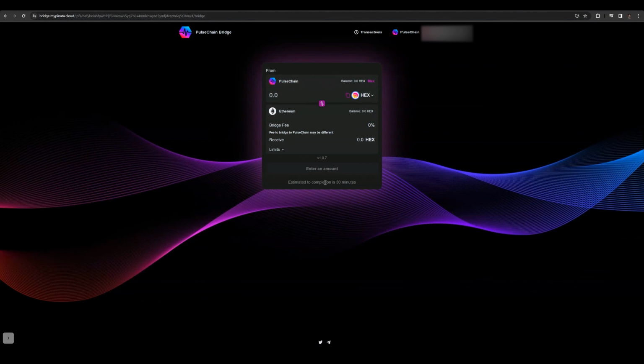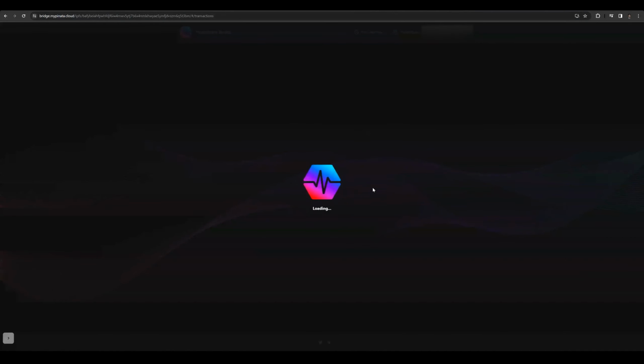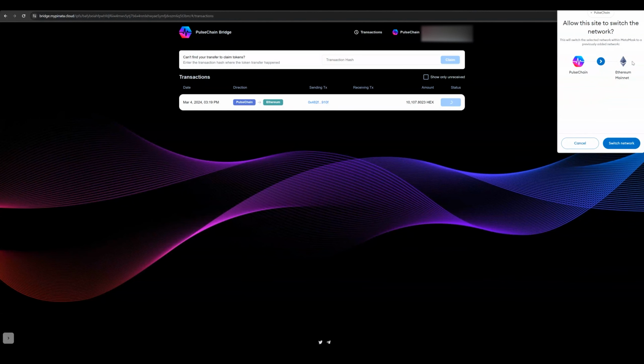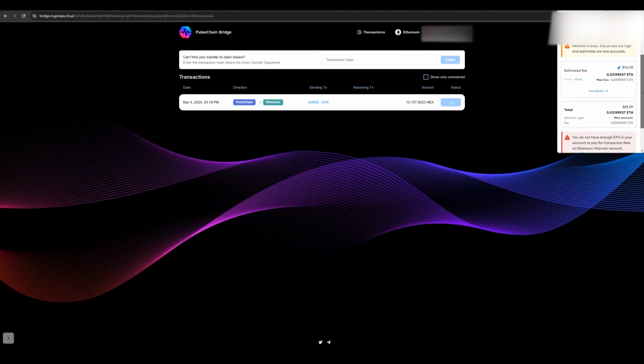What you want to do after that's complete is go over to transactions on the top. Here you're going to see that your Pulse Chain was sent, and you're going to want to click on claim on the status. Once the bridge is successful, you're going to have to switch networks, and it is going to ask you to complete the transaction with a gas fee.